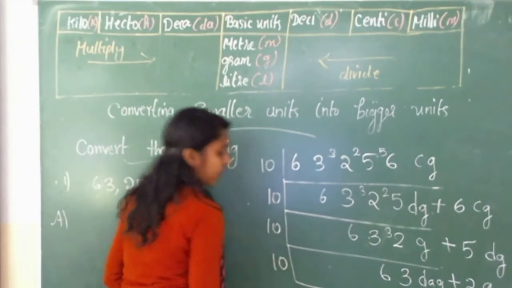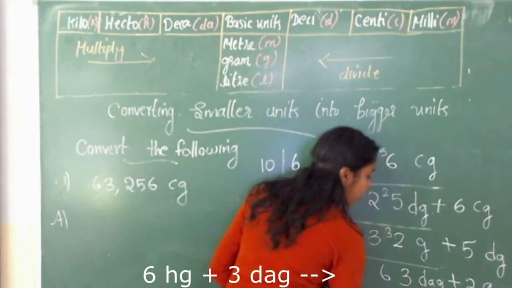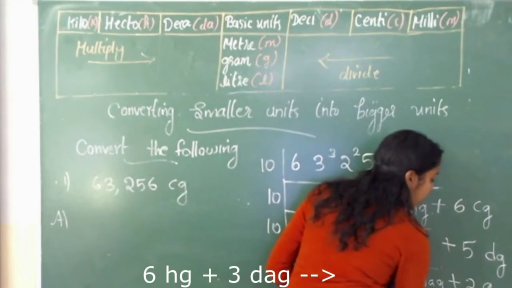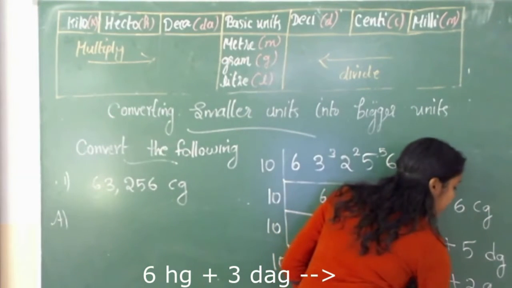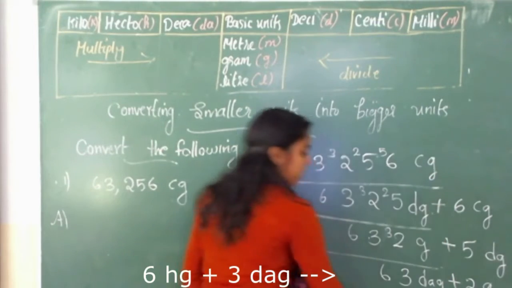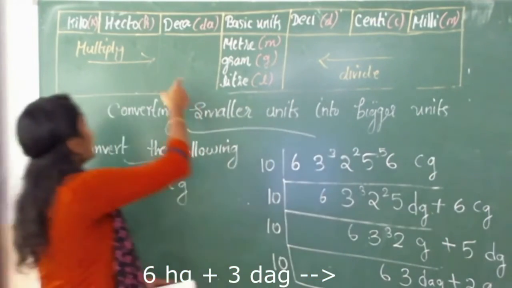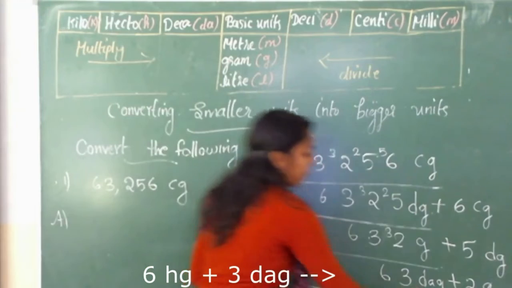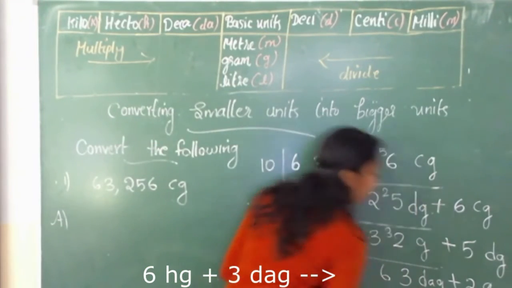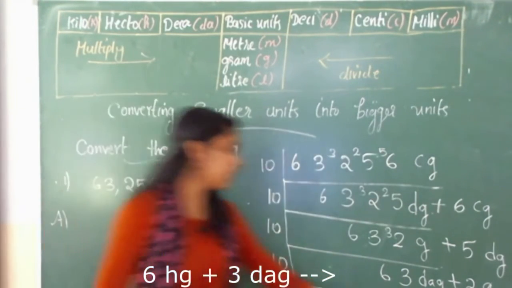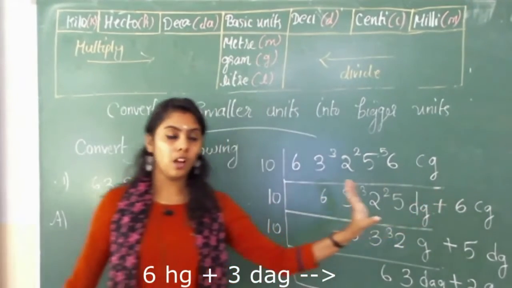10 6s are 60 plus 3. The 3 belongs to this decagram. The 6 belongs to this hectogram. So, 6, 3. You got the final answer.